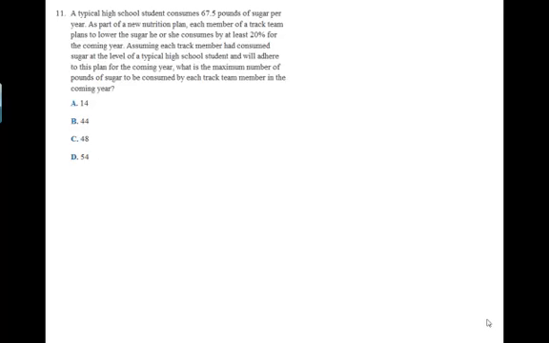A high school student consumes 67.5 pounds of sugar, and they want to reduce sugar consumption by 20%. What's the maximum pounds of sugar to be consumed by each track team member in the coming year? Let's write things down to make sure we've got it clear. 67.5 times 0.2 is 13.5. But what does that number represent? It's how much I need to reduce my consumption. Therefore, I have 53.5 that I'll probably consume next year.